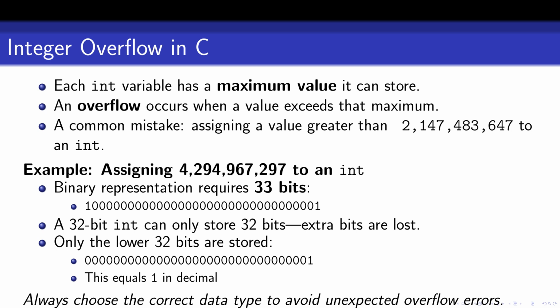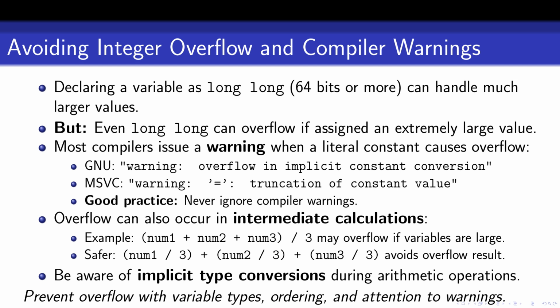It's essential to be aware of this limit and choose larger types, like long, when you expect values to exceed that boundary. But even long has limits, so understanding overflow is key to writing safe, robust code. To help prevent overflow, you can use the long type, which provides at least 64 bits and supports much larger values, up to over 9 quintillion. But be careful, even long can overflow if you push it far enough.